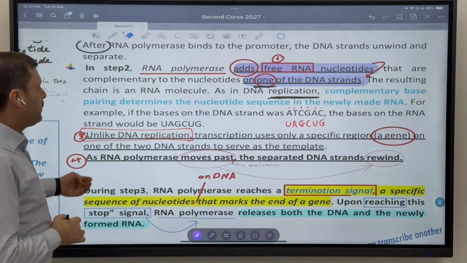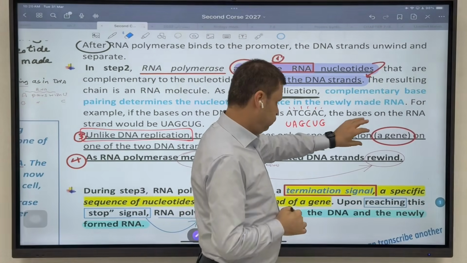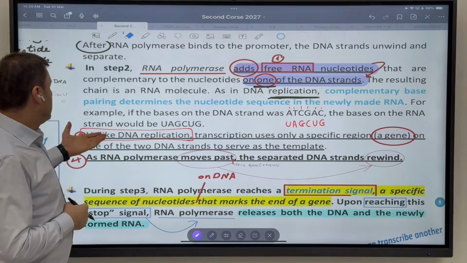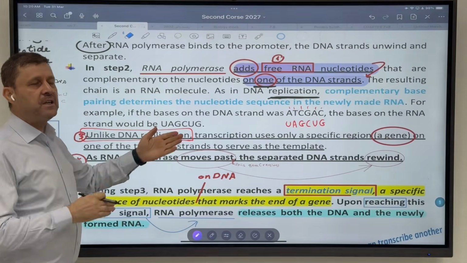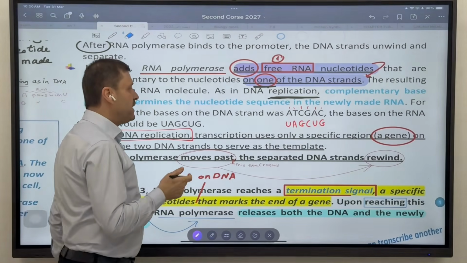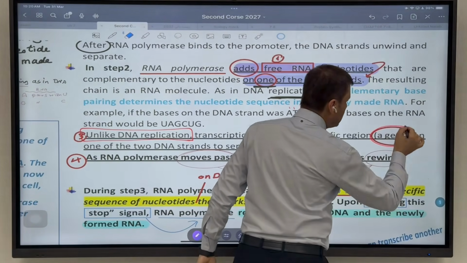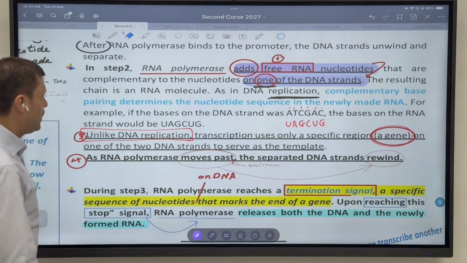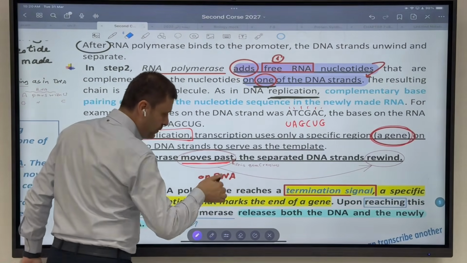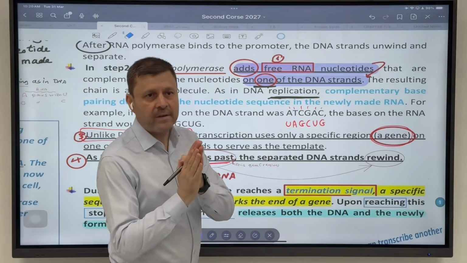Three, unlike DNA replication, where the DNA polymerase uses both strands as a template, during transcription, RNA polymerase uses only a specific region. It means only a gene on DNA is used as a template. Two, after the RNA polymerase moves past this gene, what happens? The two DNA strands rewind.